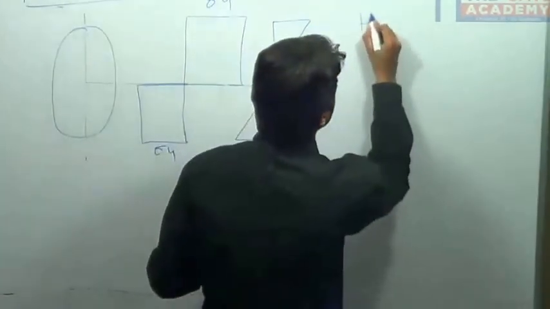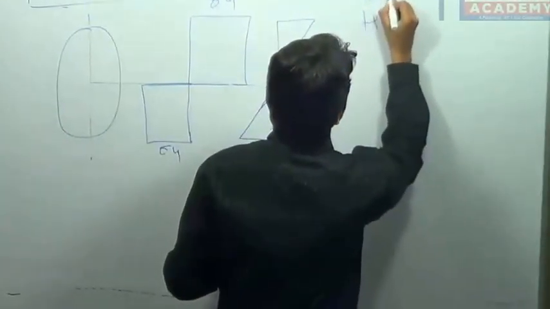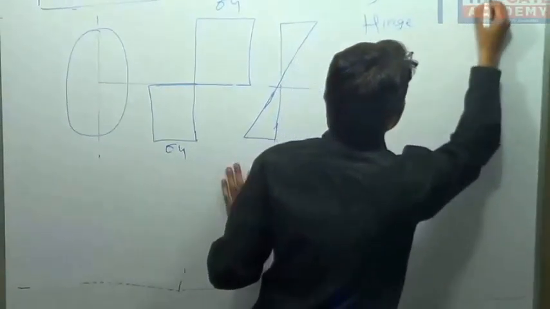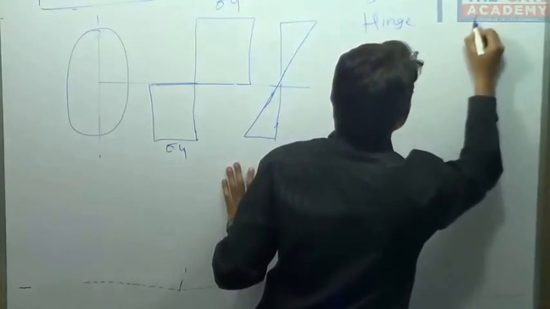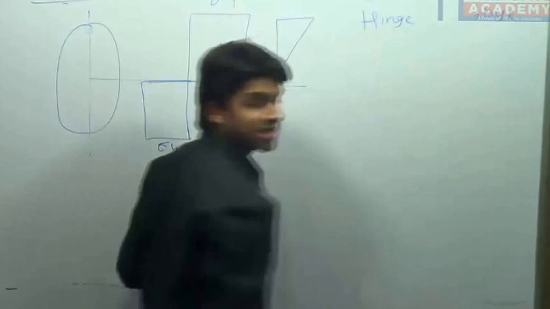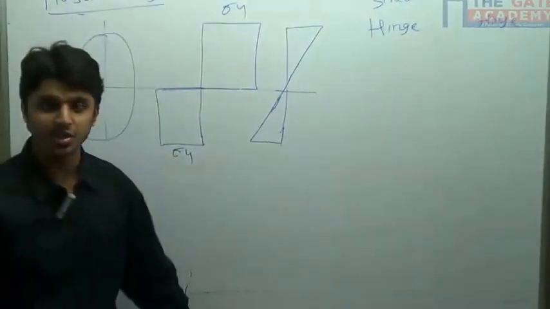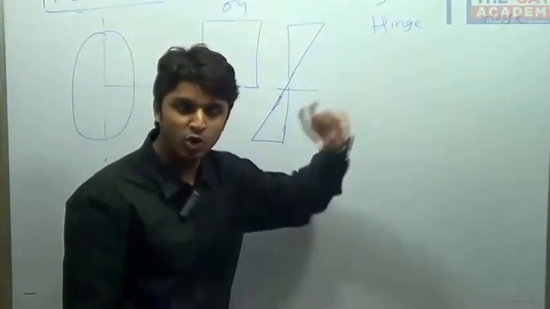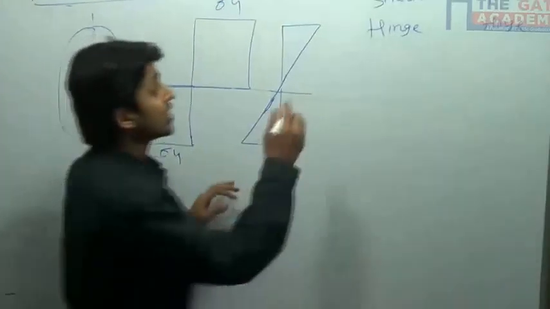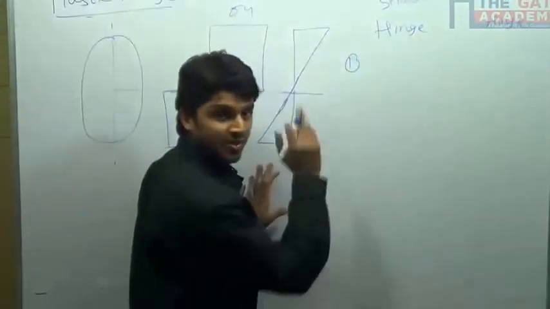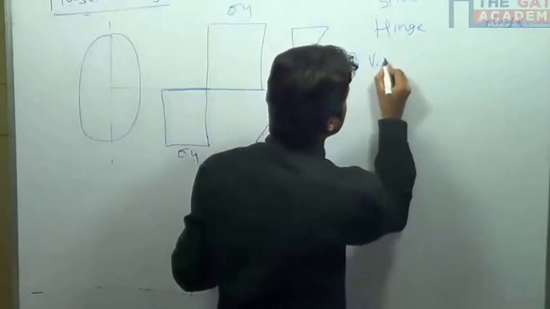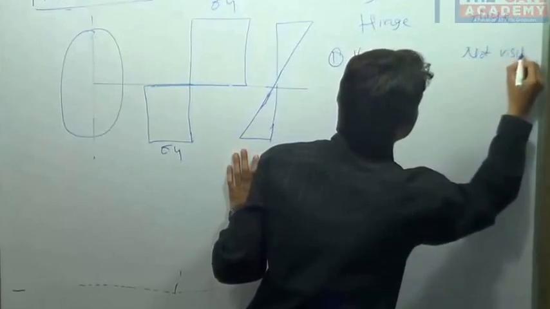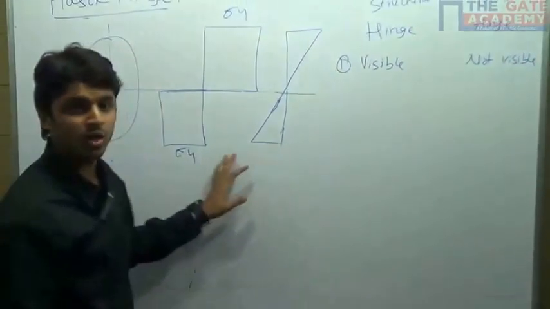So what is the difference between the structural hinge and plastic hinge? The structural hinge is what you will provide in a structure. For example, the door hinge which you will provide. So the first major difference is that the structural hinge is visible to us, whereas the plastic hinge is not visible.